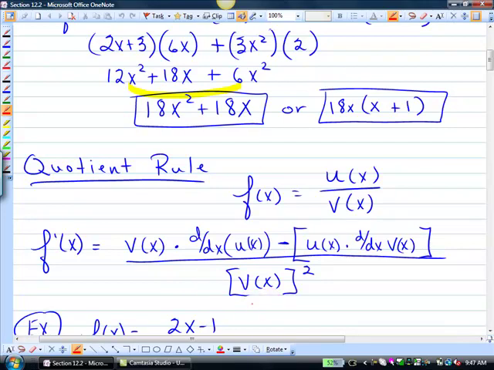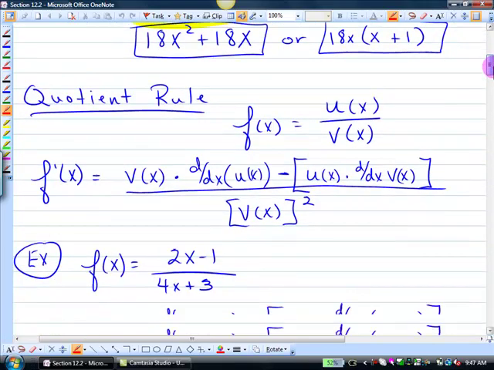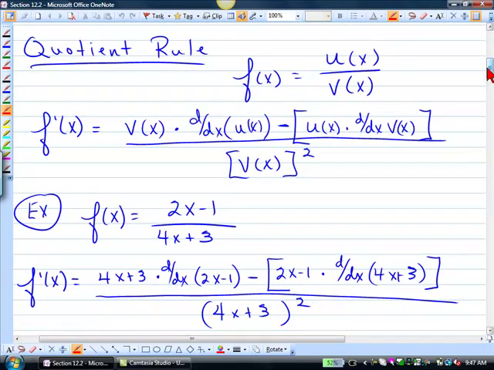Lots of u's, lots of v's. Don't get caught up with that. Kind of get it in your head. Say it to yourself. Bottom times the derivative of the top minus the top times the derivative of the bottom. Okay, all over the bottom squared. So I have one example of that. You have something like 2x minus 1 over 4x plus 3. That's a quotient. So we're going to use the quotient rule.